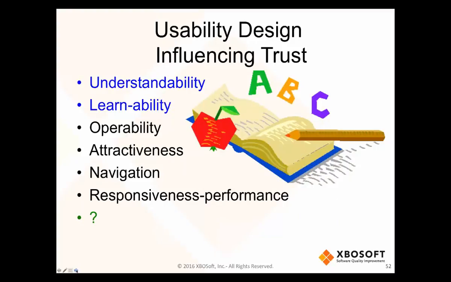I mentioned earlier that understandability is a big factor in influencing trust. Understandability and learnability. So if you think about an application that is complicated, difficult to understand, difficult to learn, how many of you just delete it off of your phone? I would bet a lot of you do. So if you can't really understand an app and learn it very quickly, more than likely you're going to delete it and just go someplace else and get another app.